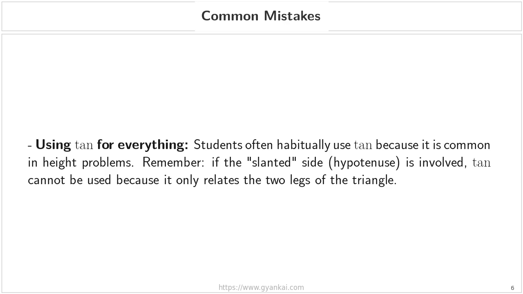First, a very frequent error is the habit of using tangent for every single problem. Because we spent so much time using tangent to find heights in our previous lessons, it becomes a reflex. However, as we saw in the examples with the ladder and the kite string, if the problem involves the slanted side, the hypotenuse, you simply cannot use tangent. Remember, tangent only relates the two legs of the triangle, the opposite and the adjacent, and ignores the hypotenuse entirely.